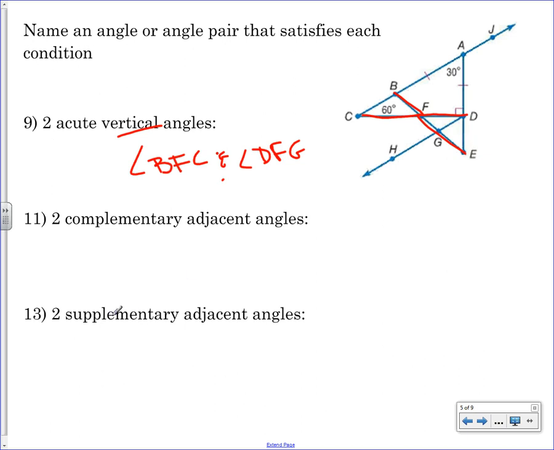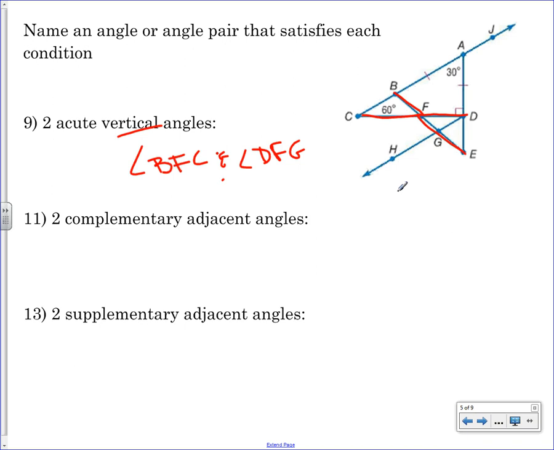Okay. Number 11, 2 complementary, that means what now? Add up to 90, right? 2 complementary adjacent angles. So I need 2 angles that are adjacent, right next to each other, that add up to 90. Hold on. ADF by itself already is 90. So complementary means 90. If I had said supplementary, that's what we would have said. Okay, so try again. We want 2 right next to each other that add up to 90.